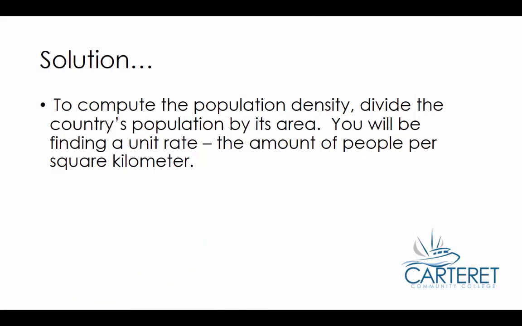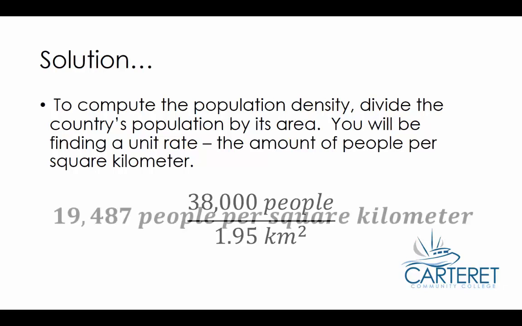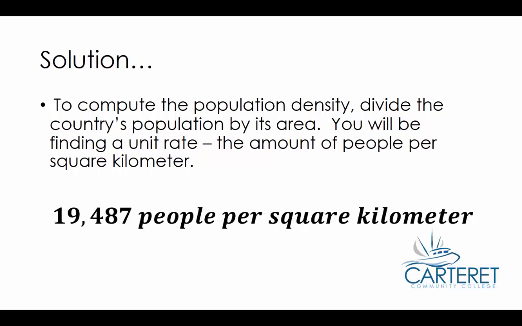To compute the population density, divide the country's population by its area. You will be finding a unit rate, the amount of people per square kilometer. 38,000 people divided by 1.95 square kilometers, we see that the population density of Monaco is approximately 19,487 people per square kilometer.